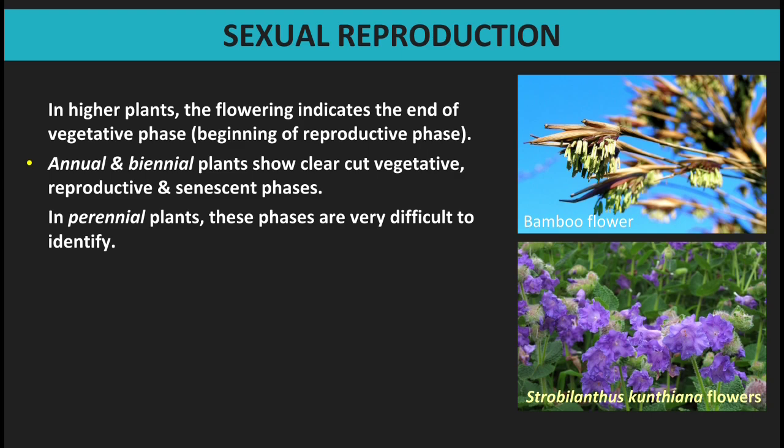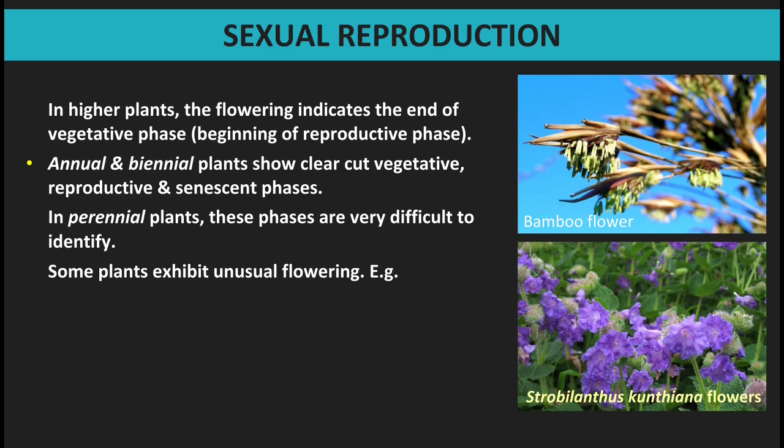Annual and biennial plants are going to show a clear cut vegetative phase, vegetative in the sense of juvenile phase only. Then the reproductive phase is also clearly seen, and the senescent phase is also seen. But in perennial plants it is much more difficult to identify this reproductive phase.